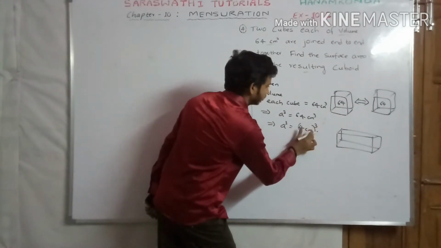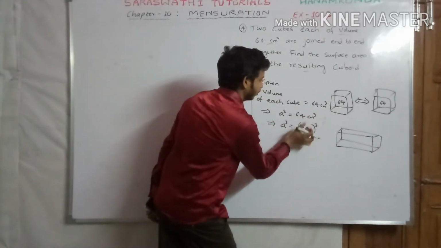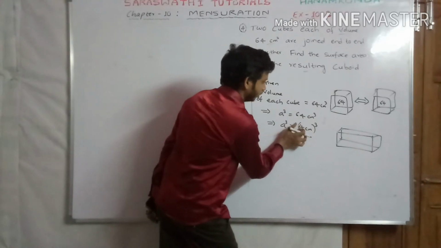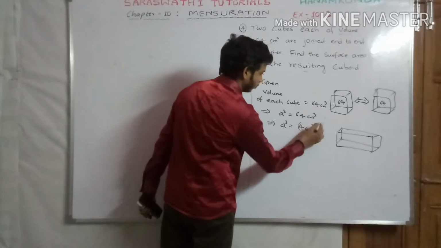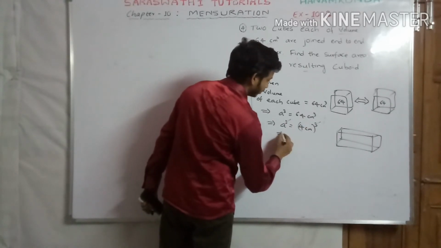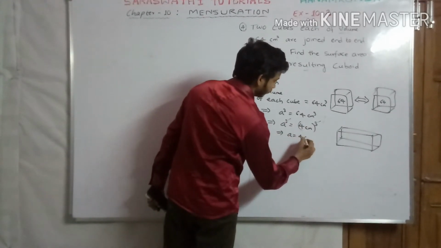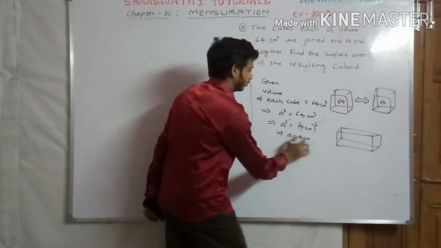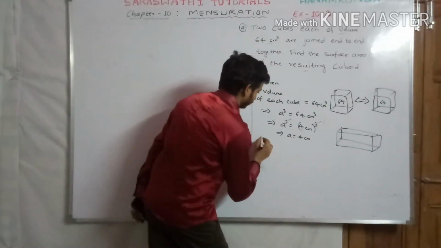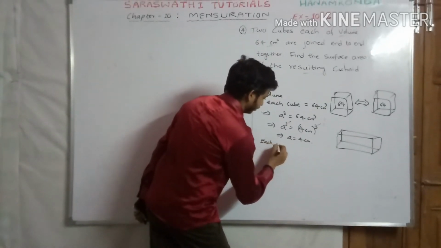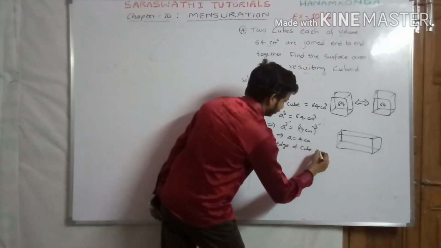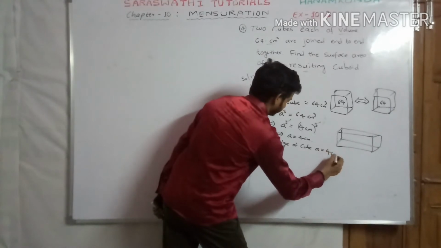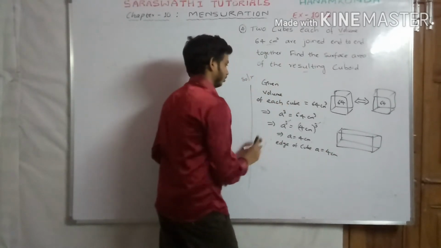Okay, so 4 centimeters whole cube, that means if we factor 64 in terms of 4, that means 4 into 4 into 4 we will get 64. Okay, 64 centimeters cube is written as 4 centimeters whole cube. We can cancel cube, that means a equal to, we got 4 centimeters, that means each edge of the cube is 4 centimeters. Okay, so each edge of cube a equal to 4 centimeters is obtained. Edge of the cube is 4 centimeters.